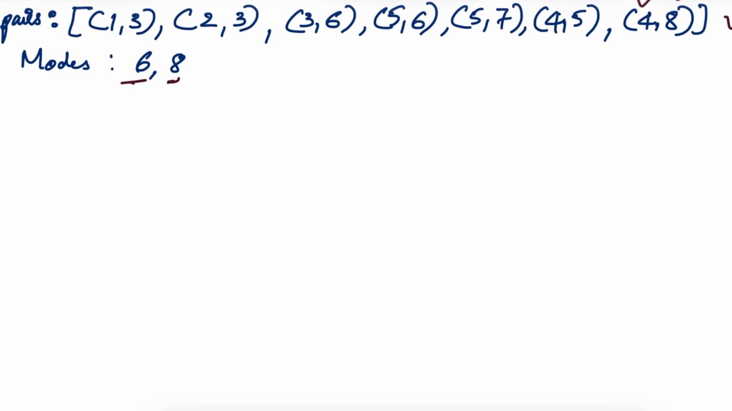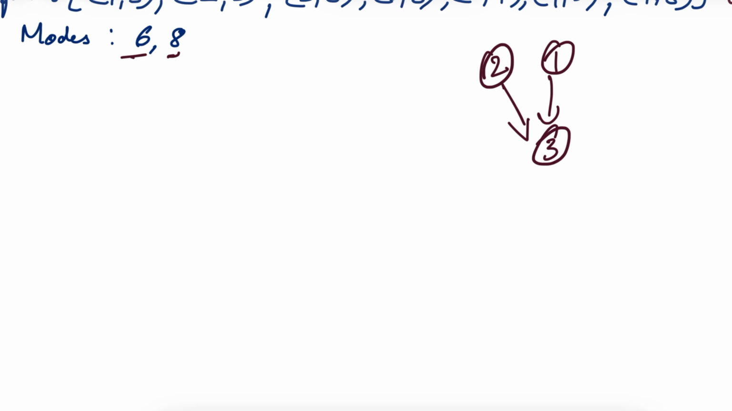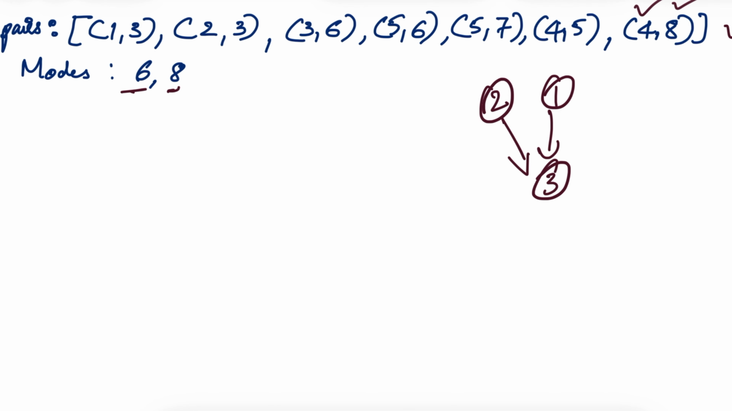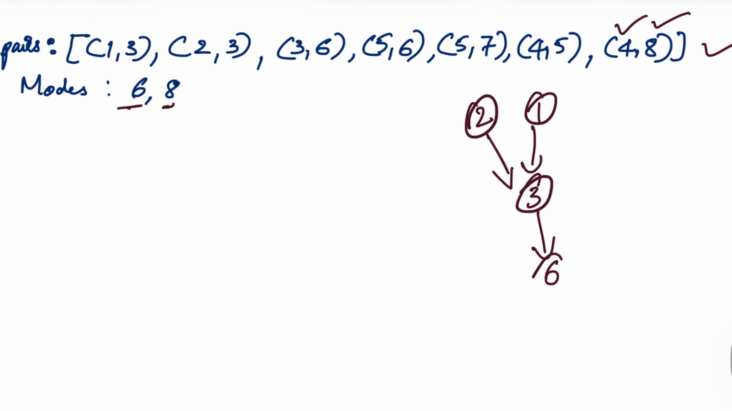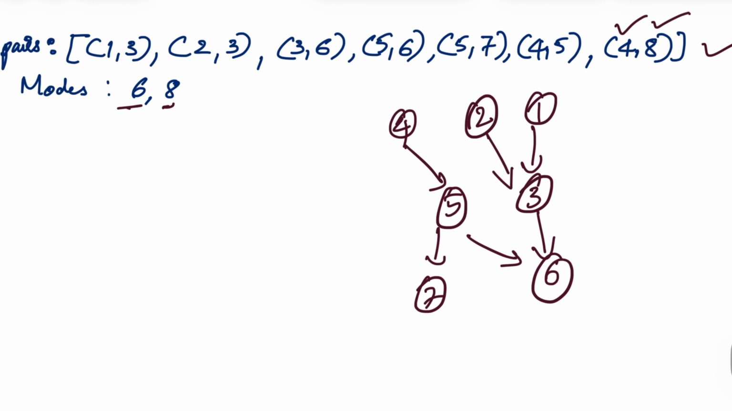Let me start with the first pair. So, we have 1 as the parent and 3 as the child, and then we have 2 as the parent and 3 as the child. We have 3 as the parent and 6 as the child. And then we have 5 as the parent and 6 as the child. We have 5 as the parent and 7 as the child. We have 4 as the parent, 5 as a child. And we have 4 as the parent and 8 as the child.